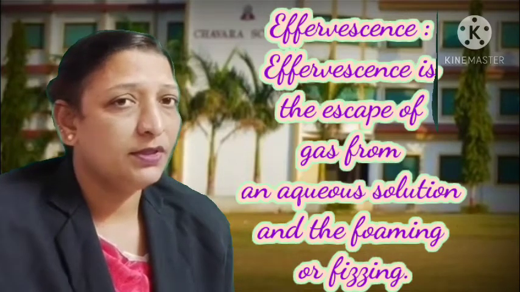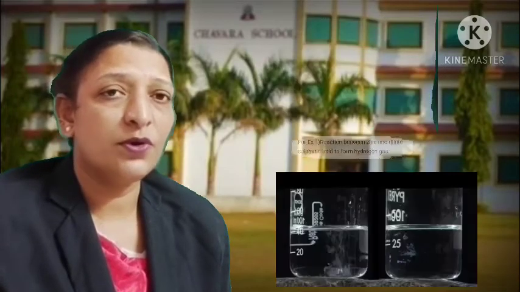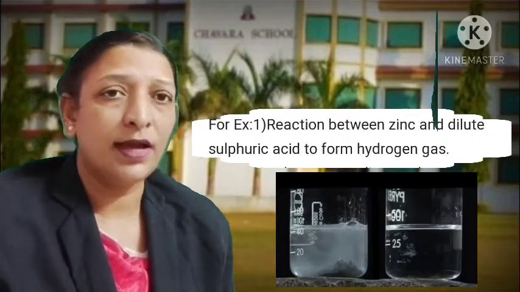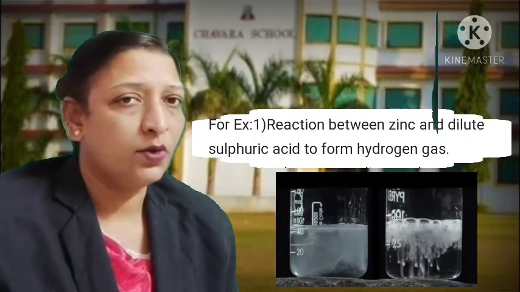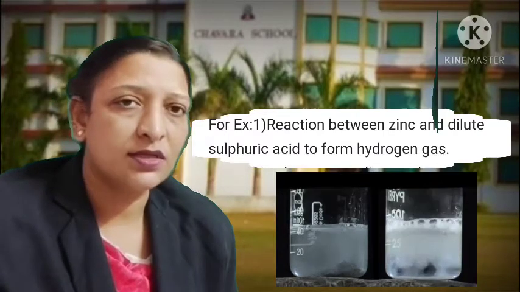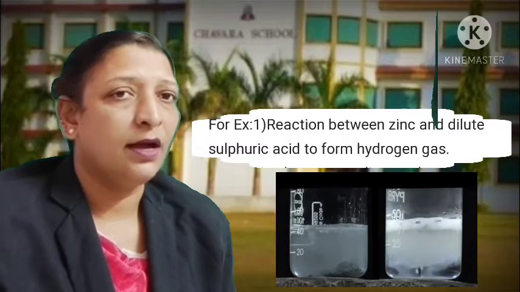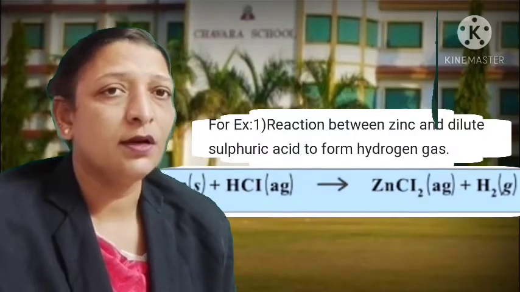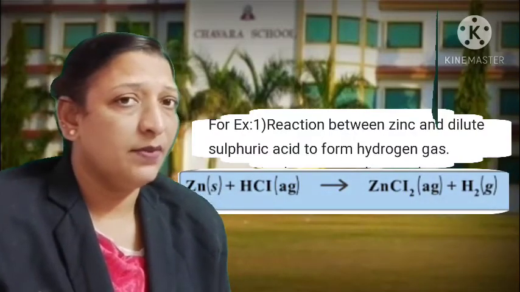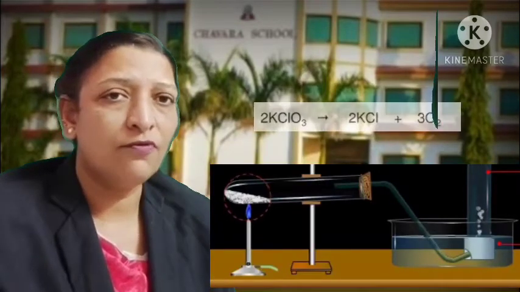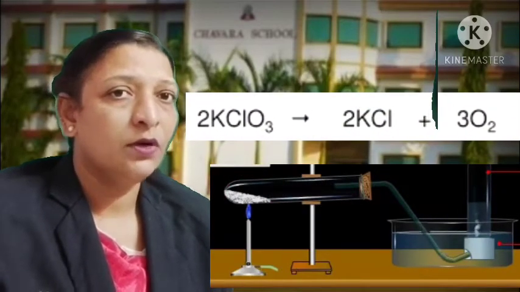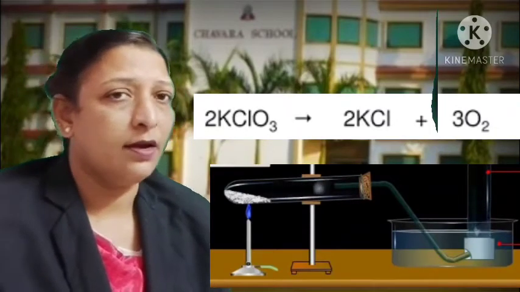Here are a few examples of chemical reactions which produce effervescence. When zinc, which is in the solid form, is allowed to react with any acid, here we take hydrochloric acid or sulfuric acid, in both cases the reaction takes place and hydrogen gas is evolved in the form of fast appearing bubbles. Another example: when potassium chlorate is heated at a very high temperature in the presence of a catalyst, the chemical reaction takes place and bonds get broken down to give potassium chloride and oxygen gas.